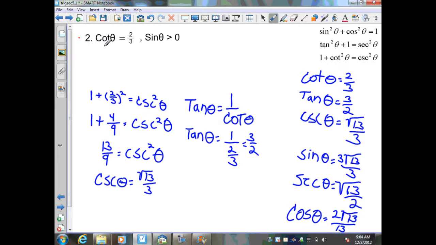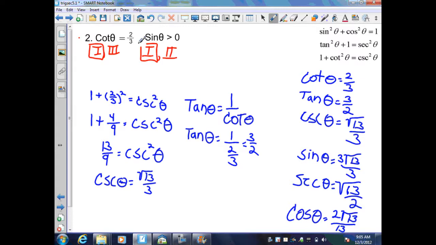Cotangent and also its reciprocal, tangent, are positive in quadrants 1 and 3. And sine is greater than 0. Therefore, sine is positive. Sine is positive in quadrants 1 and 2. This tells me that I'm going to be in quadrant 1. I need to have both cotangent and sine positive. Therefore, I'm in quadrant 1. And understand there are multiple ways to solve this problem. I just chose one in particular.